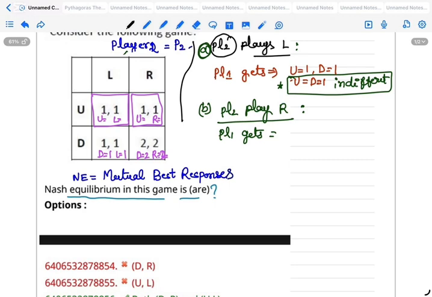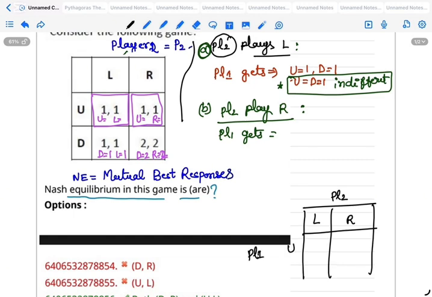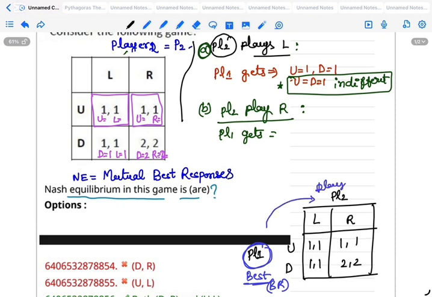After this, first we are finding L and R, that is player 2. This is player 1, U and D. The values are 1 1 1 1 1 1 2 2. First we are finding the best response for player 1, BR, best response for player 1. If player 2 plays left, that is one condition, and if player 2 plays right, that is another condition.